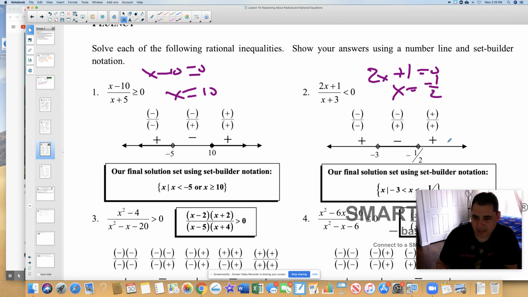And like I said, sometimes this does follow a pattern. 0 is a good number to pick in this region to represent this area. So you get 1 over 3. A positive over a positive is a positive. And a positive is not less than 0, so that's why it's not shaded.